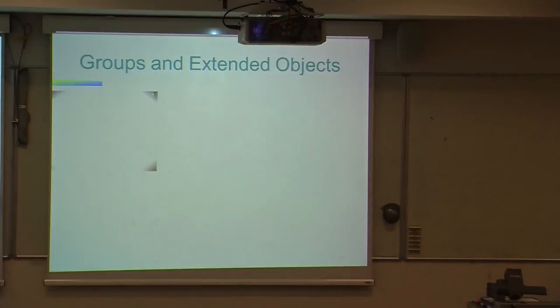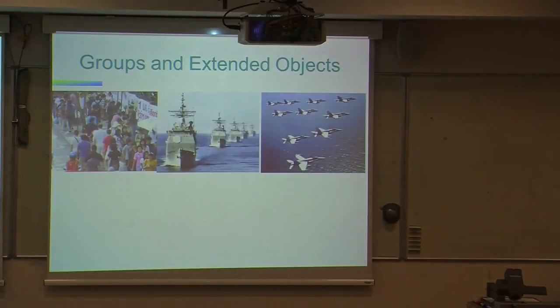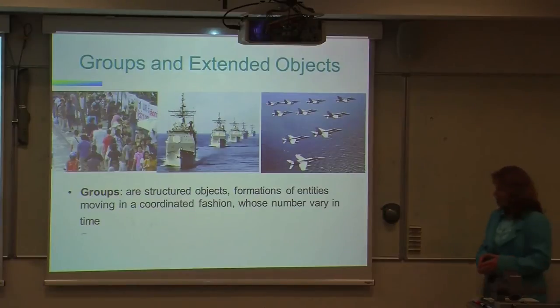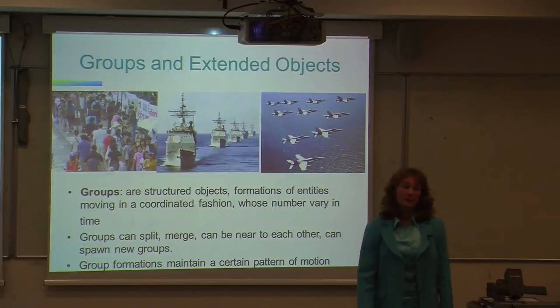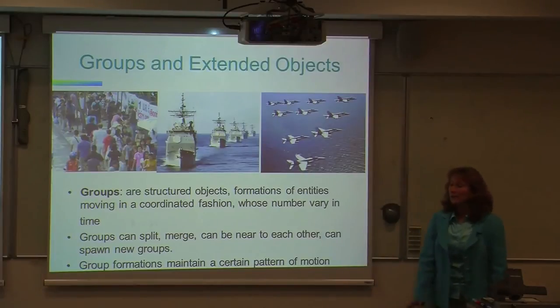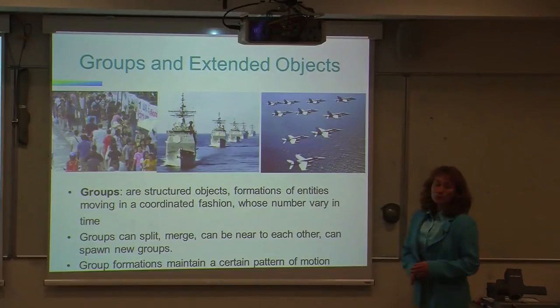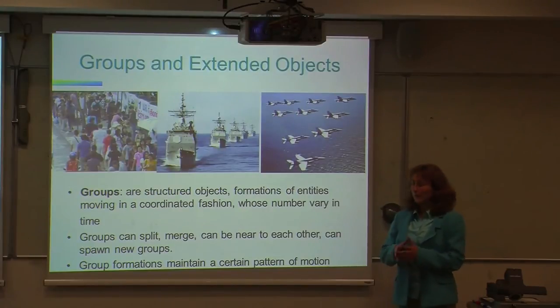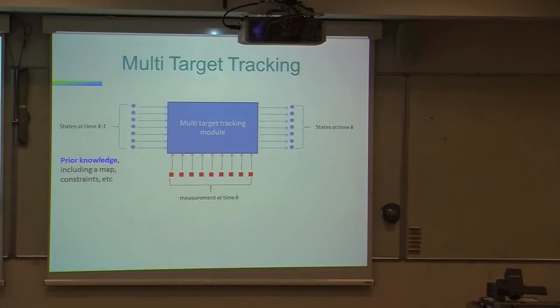So all of us, you are involved in tracking single and multiple targets, but groups have their own particularities compared with multiple target tracking. One of them is that they are structured and they move in a coherent way. There is a pattern. Also, groups often merge, split, they can appear, disappear. And we also want to be able to estimate the number of groups that are on the scene.